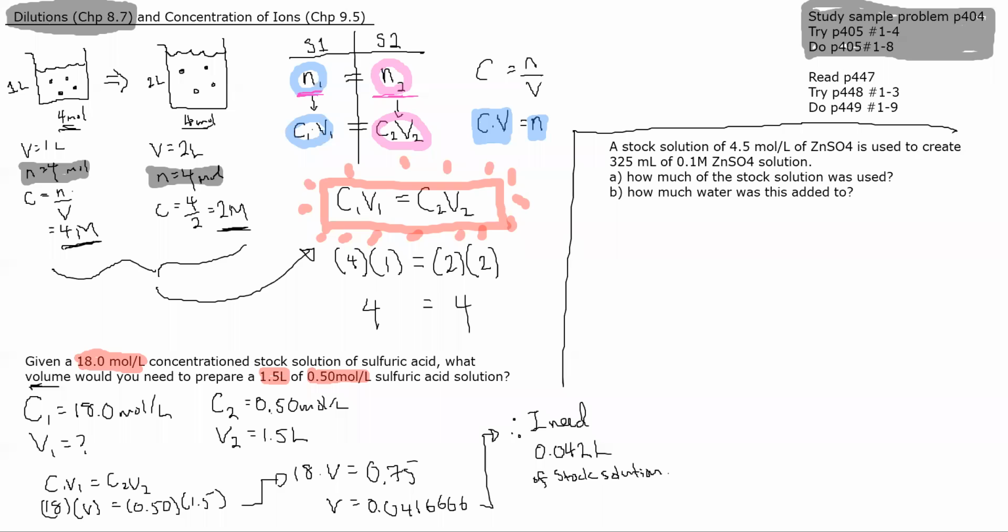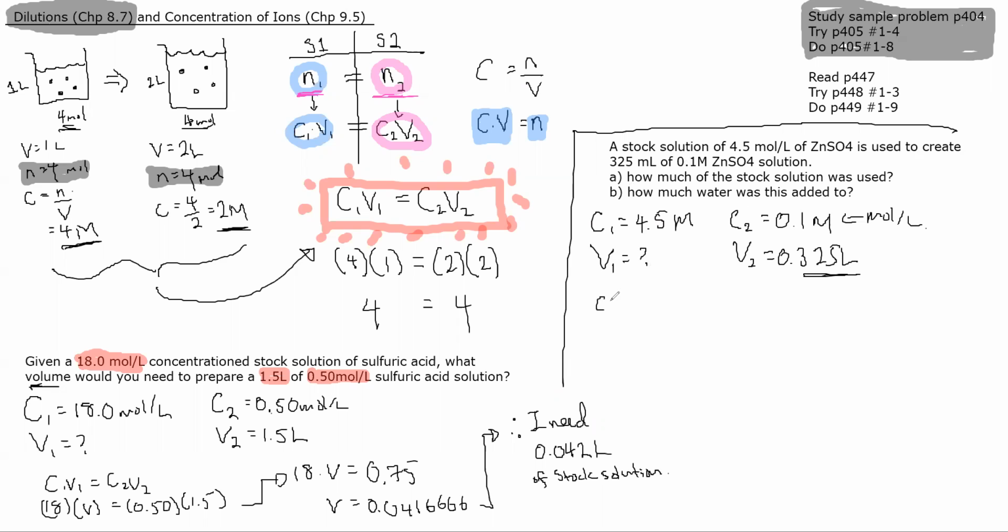Anyways, let's get back to the question. Stock solution, so I'm starting with 4.5 molar. I am creating 0.1 molar. I am creating 0.325 liters of it. Please make sure it's in liters, because molar is moles per liter. How much of the stock solution do I need?